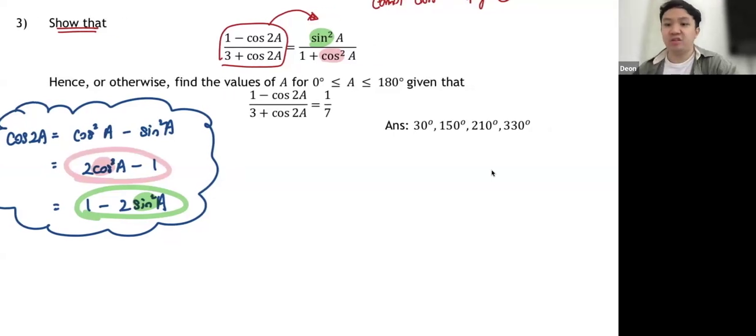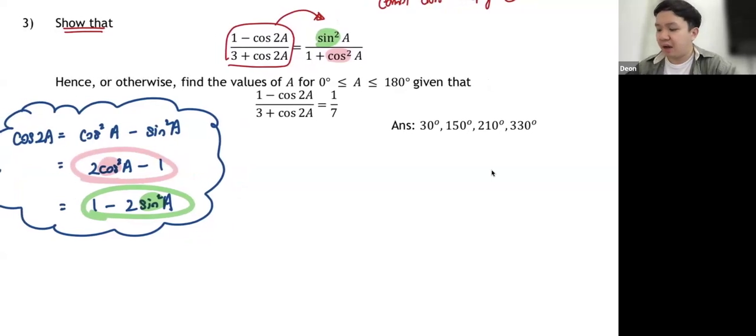I've not seen this question. I have, but I removed the answers and I can't remember, so I'm doing it with you also. LHS stands for left hand side. I'm starting from the left. So the left hand side, I have 1 minus cosine 2a over, sorry, this is too fat. I cannot write much, so I'm going to use a thinner pen. 1 minus cosine 2a over 3 plus cosine 2a.